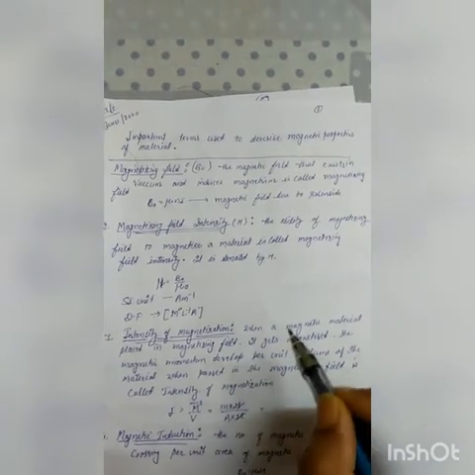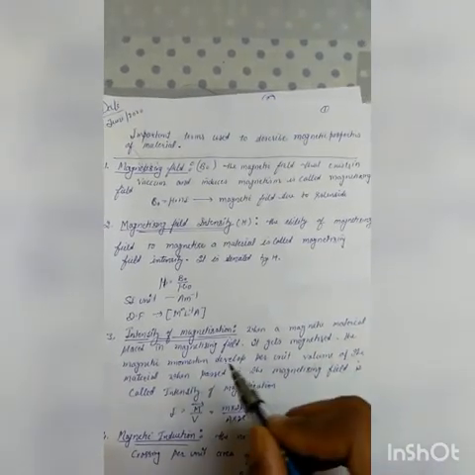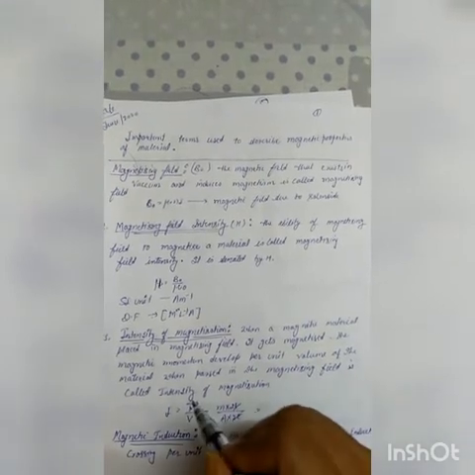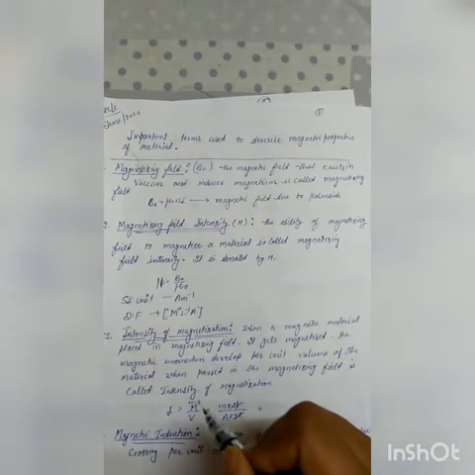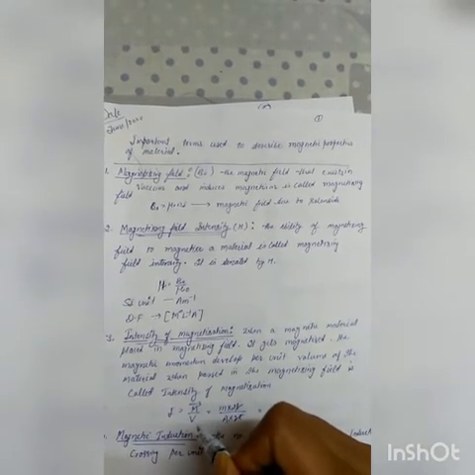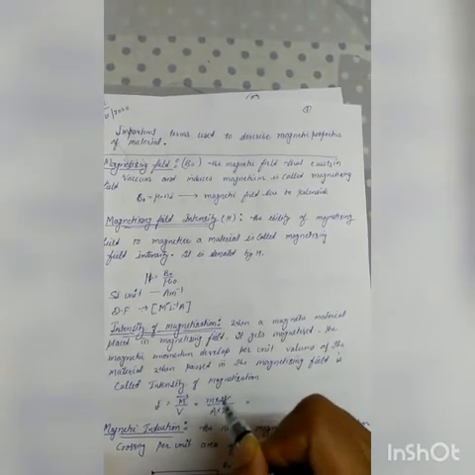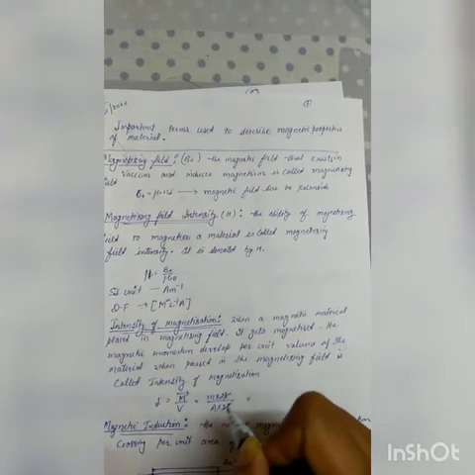Intensity of magnetization. When a magnetic material is placed in a magnetizing field, it gets magnetized. The magnetic moment developed per unit volume of the material when placed in the magnetizing field is called intensity of magnetization. I is equal to dipole moment per unit volume. Dipole moment is the strength of the magnetic pole into dipole length, upon area into length.